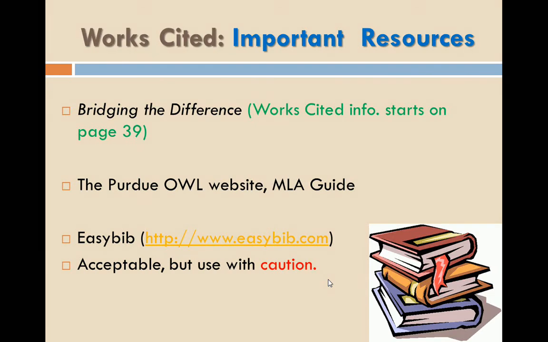If you still have your Bridging the Difference book, the works cited information starts on page 39, so you can use that as a reference. If you don't have it, that's perfectly fine. Your other resources are going to be online. So the Purdue OWL website is a really good site. If you just type Purdue OWL into Google, it'll pop right up.